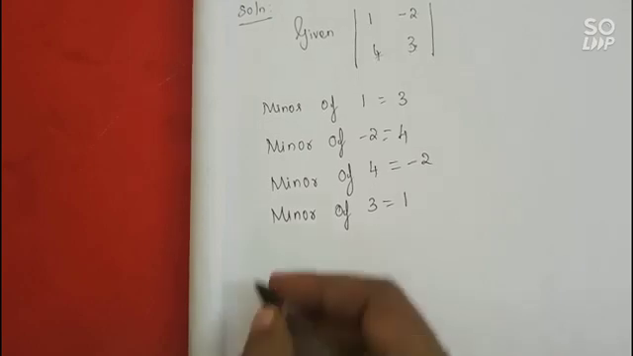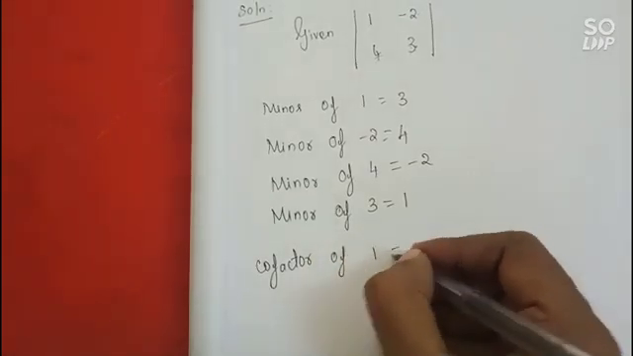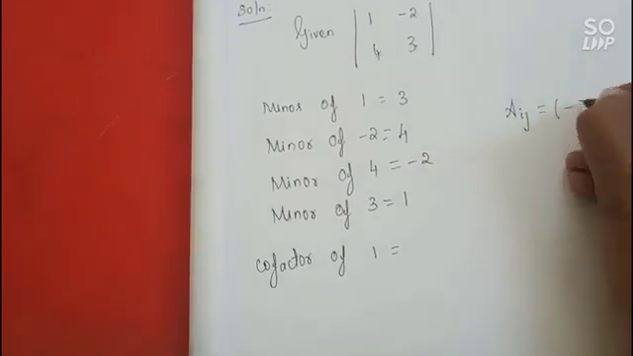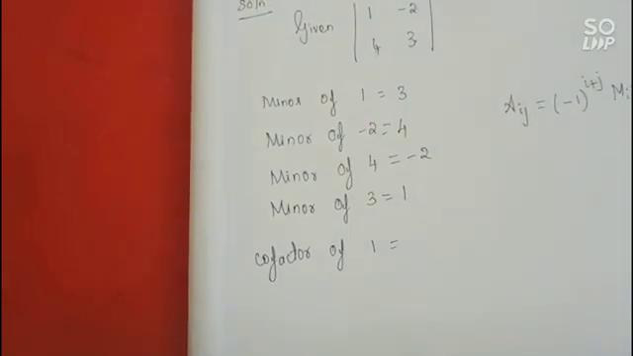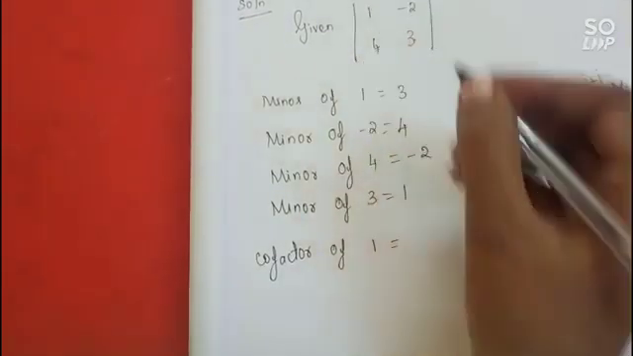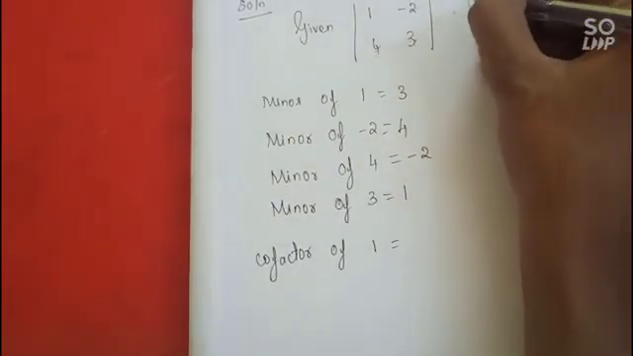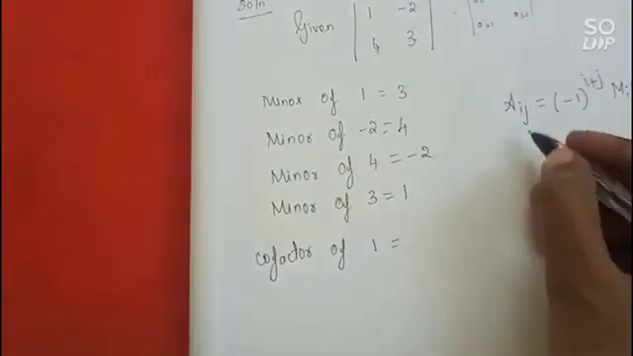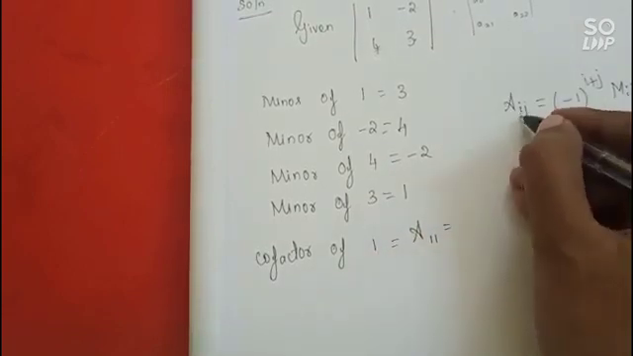Understand? This is good. Then cofactor means there is a small difference. Cofactor of 1. For each one you need to find it. Before that, one formula we have learned: Aij is equal to (-1) to the power i plus j into Mij. Okay. So cofactor of 1 means first row, first element. If you need, you can write like this: A11, A12, A21, A22. So cofactor of 1 means A11, with i value 1, j value 1.